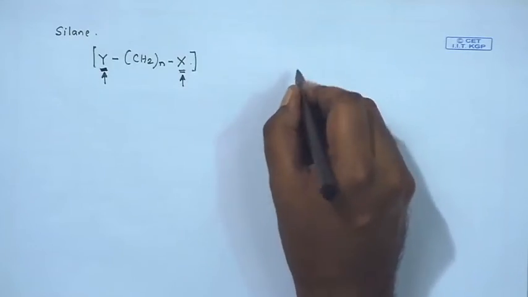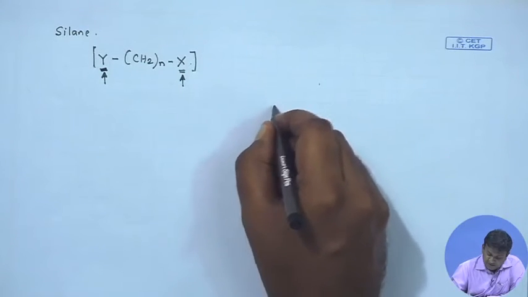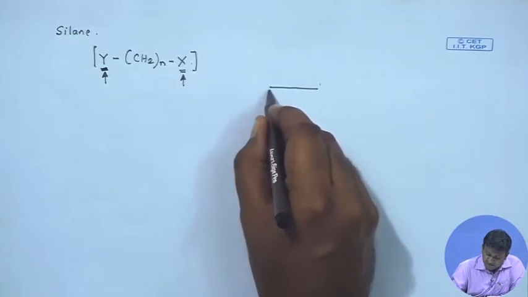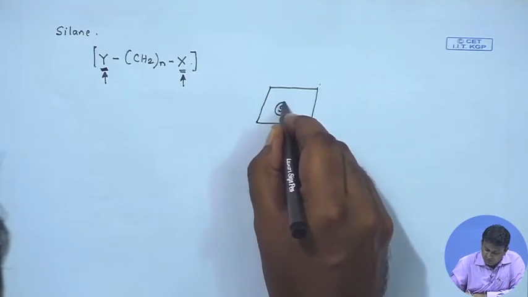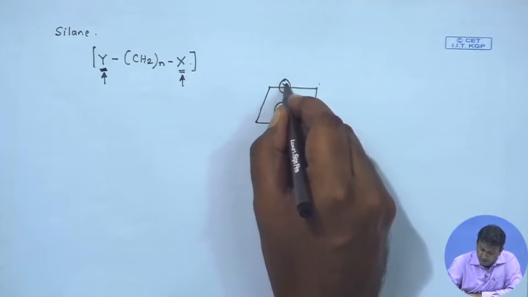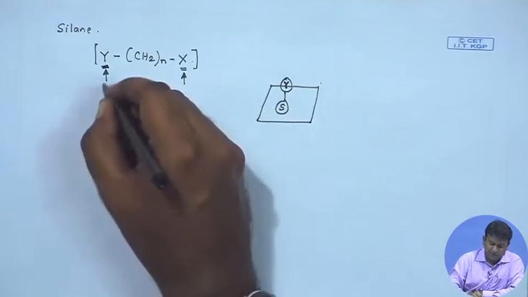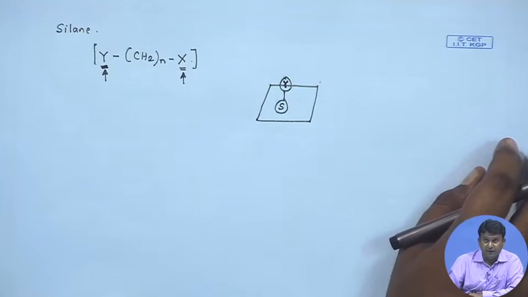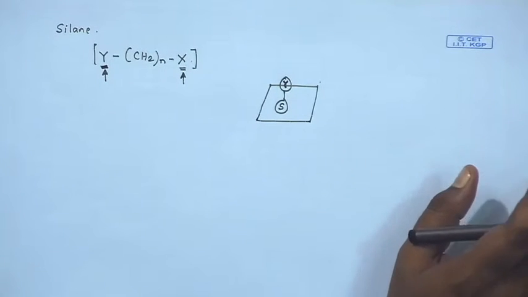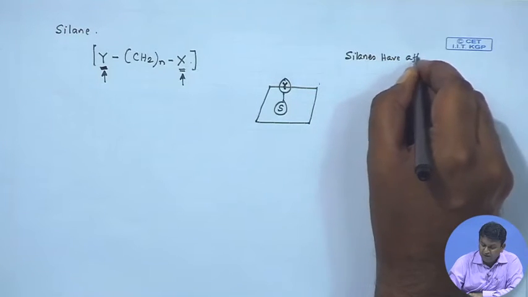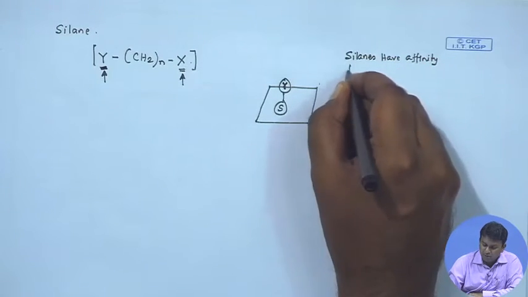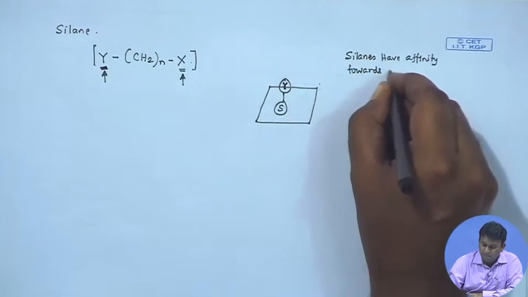So, this group Y, its function is to bind this molecule to a surface. So, let us say this is a surface molecule to which this Y binds itself. Now, of course, it does not bind to anything and everything, it binds to only specific molecules. Most cases silanes have affinity towards metallic surfaces.